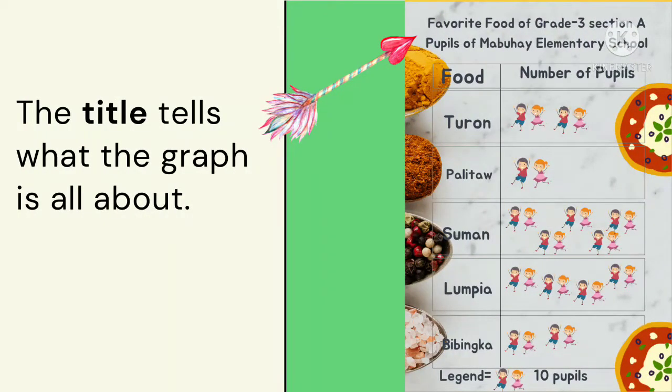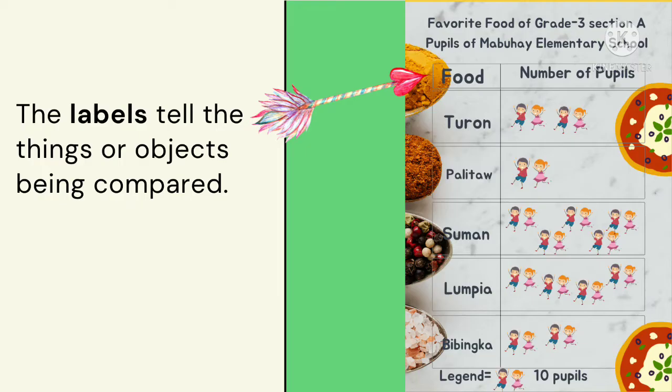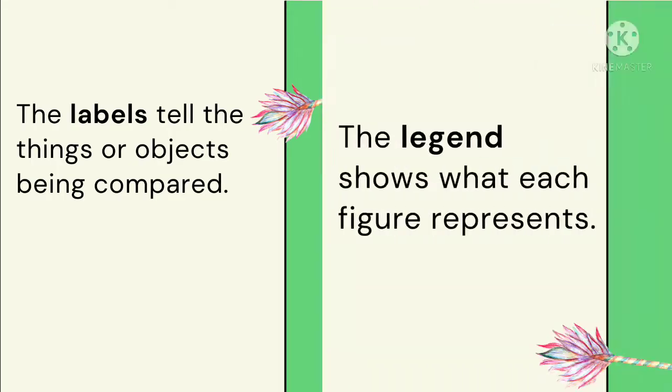The title tells what the graph is all about. Here we have the favorite food of grade 3 section A pupils of Mabuhay Elementary School. The labels tell the things or objects being compared. We have here the food and the number of pupils.